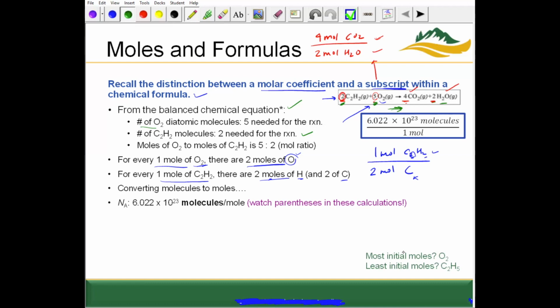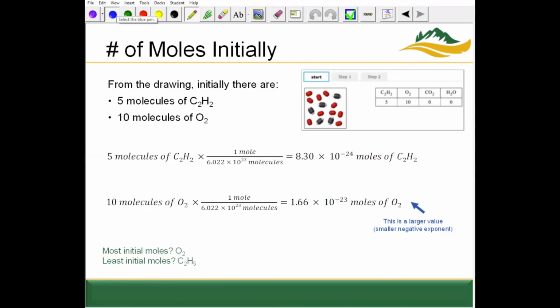Now for this question, we're asked about the most initial moles and least initial moles. To make this connection and to figure out which has the most and which has the least, we can either work in molecules or we can convert molecules into moles. To convert molecules into moles, we're going to need to use Avogadro's number. So what does it mean if we can work in either molecules or moles to establish which has the least initial moles and the most initial moles? Well, looking at this picture, this tells us how many moles we start out with. Indirectly, though, it tells us how many molecules we start out with.